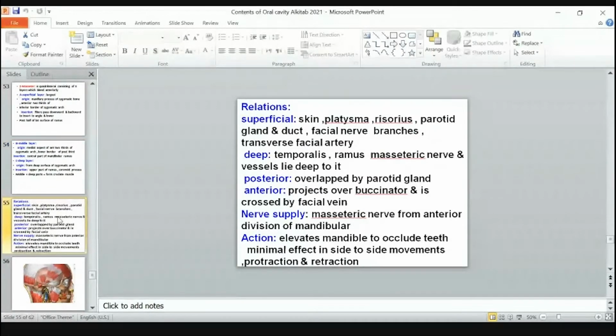Related to it, superficially it is covered with the skin, platysma, risorius, parotid gland and duct, facial nerve and its branches, and the transverse facial artery. Deeply it lies over the ramus and temporalis, with the masseteric nerve passing over the mandibular notch to the deep surface of the masseter, supplying it. Posteriorly it is overlapped by the parotid gland, and anteriorly it projects over the buccinator, crossed by the facial vein. Nerve supply is the masseteric nerve from the anterior division of the mandibular again. It elevates the mandible to occlude the teeth, with minimal effect in side-to-side movements, protrusion and retraction.